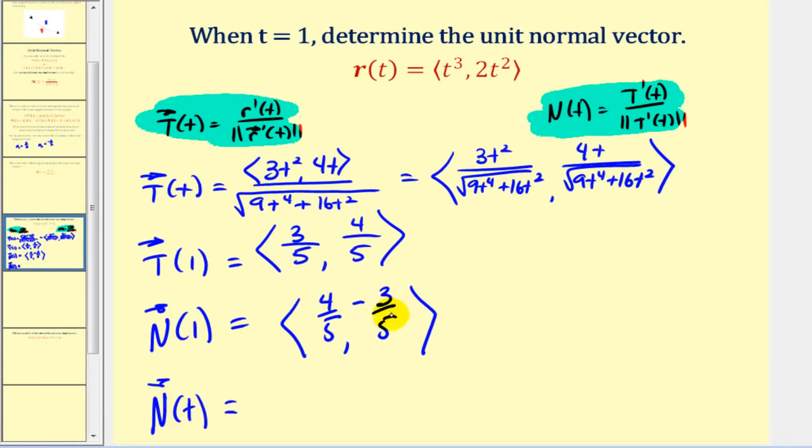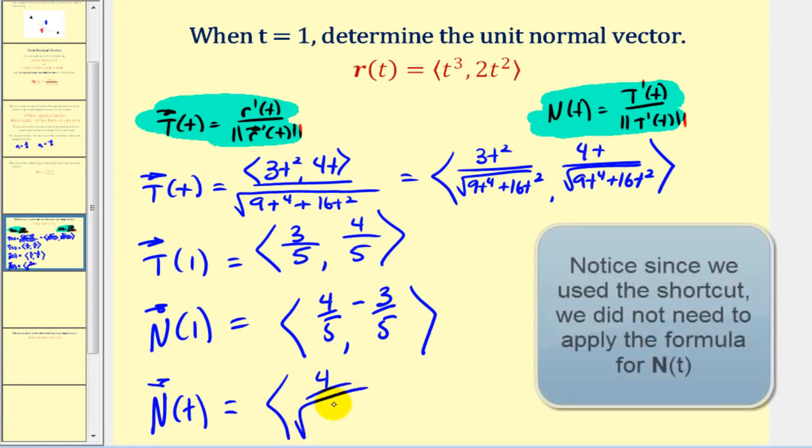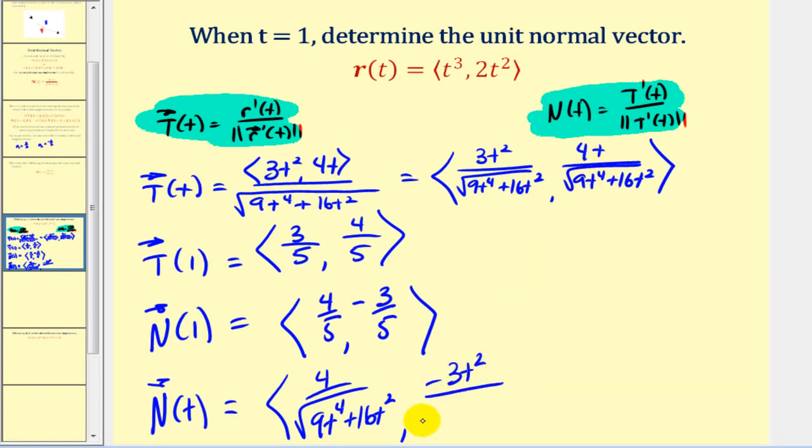And now that we know this, we could determine the unit normal vector valued function by interchanging these components and then changing the sign of the y component. So the x component would be 4t over the square root of 9t to the fourth plus 16t squared. And the y component would be negative 3t squared over the square root of 9t to the fourth plus 16t squared.